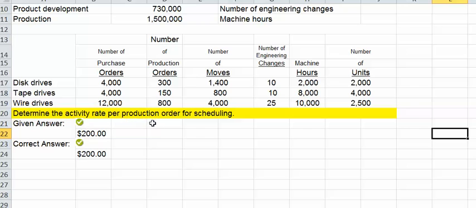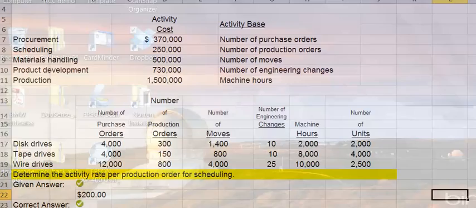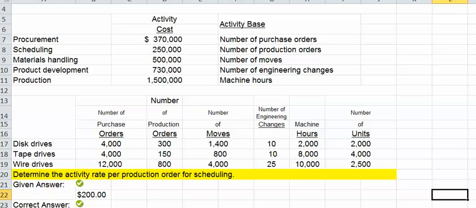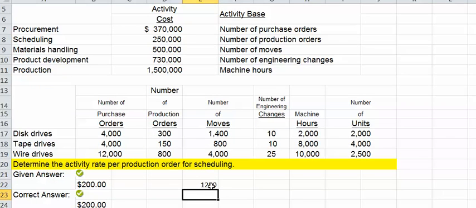They're asking us for the rate for scheduling. So specifically, I'm going to look at the scheduling, and under scheduling we have 250,000. The production order will be our basis. So for the production orders, we can see here we have 300, 150, and 800. I can grab the sum of those numbers, and we get 1,250. So 1,250 is the number of production orders.